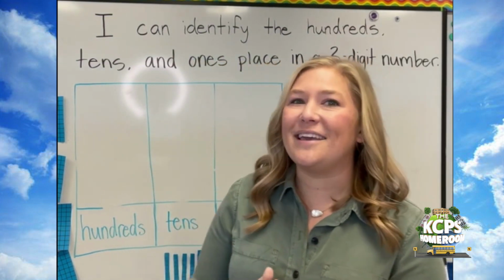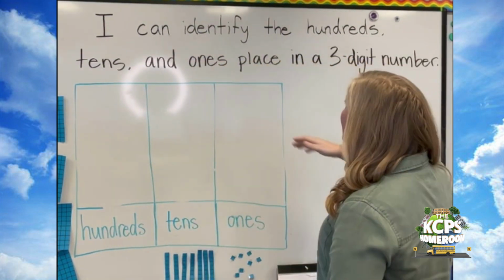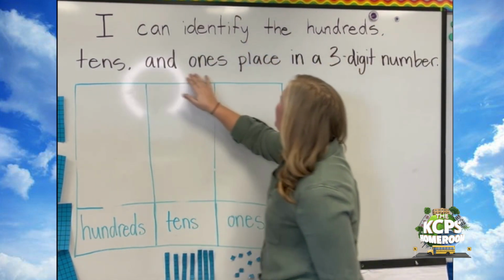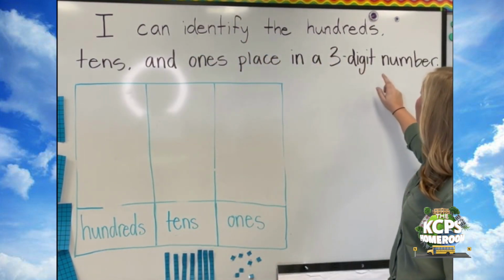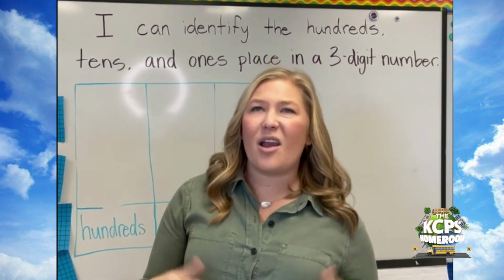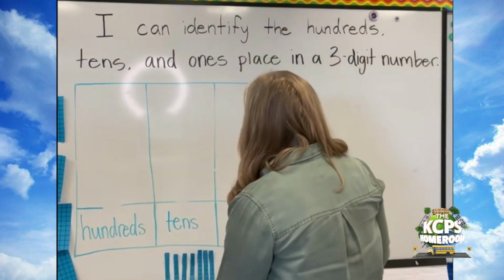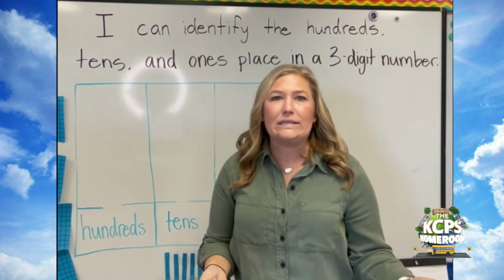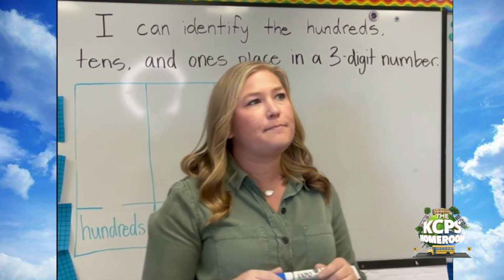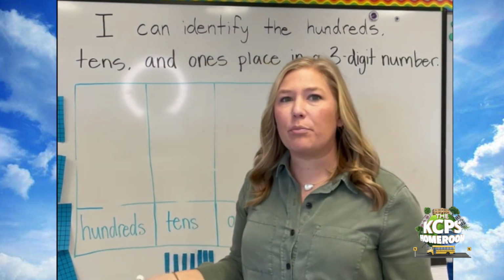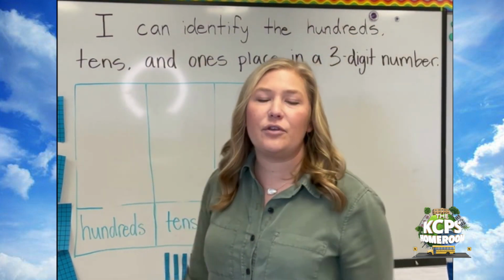Let's talk about our I can statement. Here we have, I can identify the hundreds, tens, and ones place in a 3-digit number. Let's break that apart because it's kind of wordy, right? If I think about this word identify, I can identify, what does that mean? Ooh, I hear my teacher use it. Seems like a lot of adults use that word identify. What are some words that we could put in place of that instead of using the word identify?